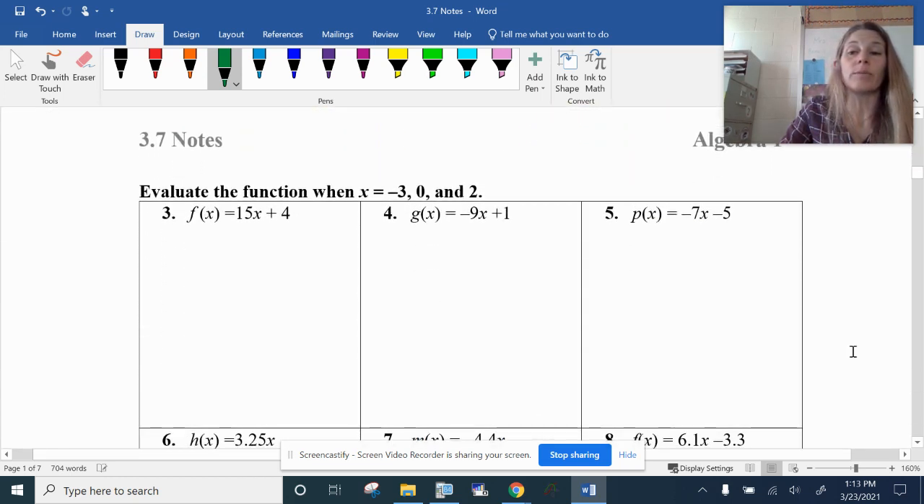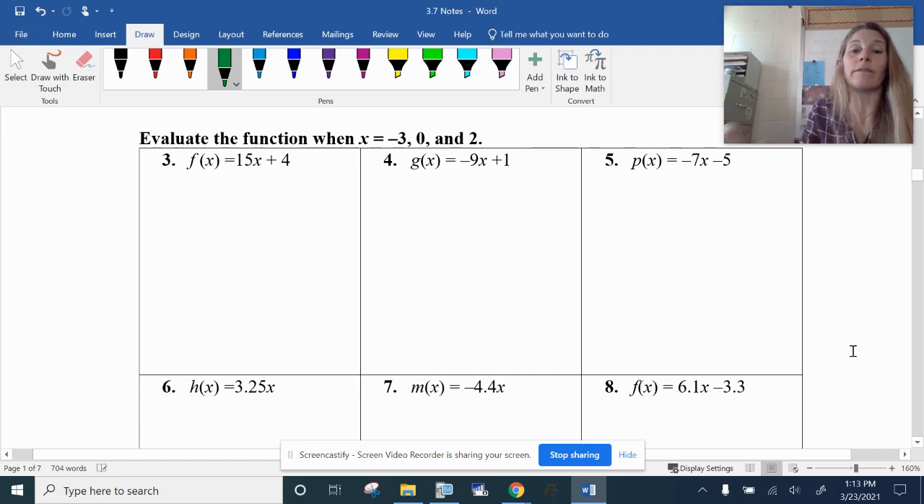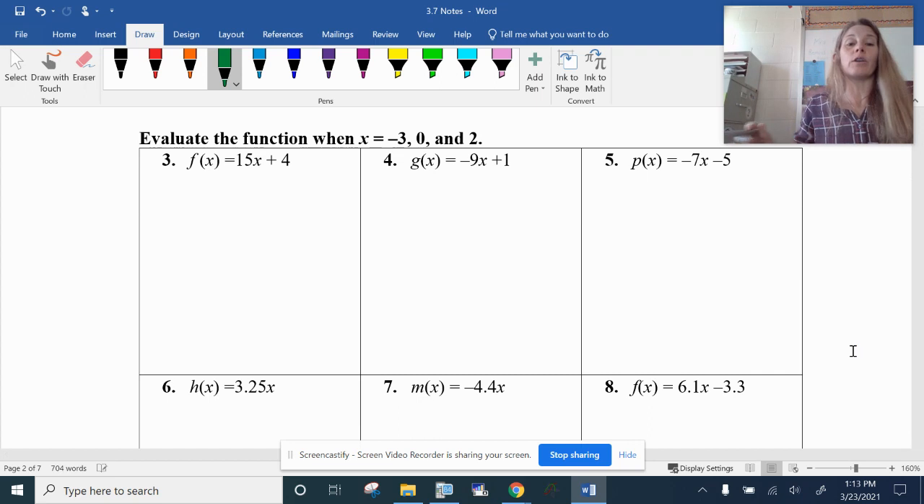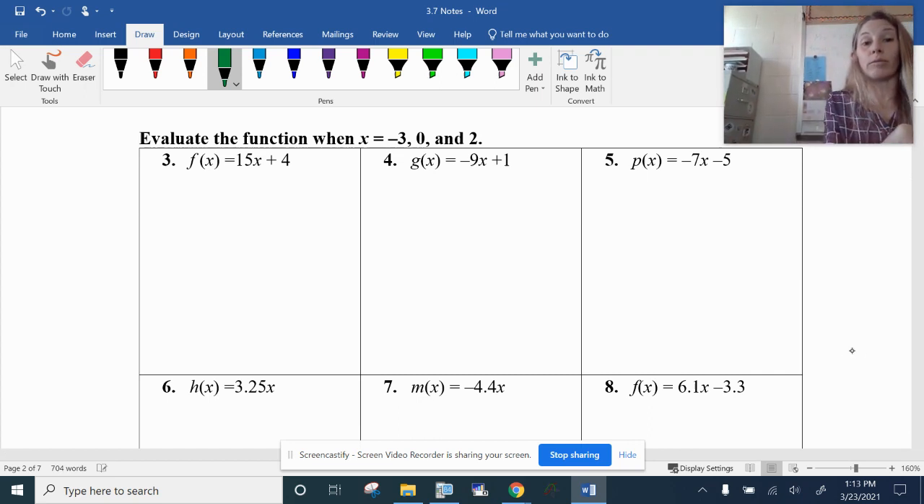Okay, so this is just some practice that we can do if we want to evaluate functions for different inputs. You could evaluate one function, like I could evaluate this function here for all 3 of these. I'll just show you a couple of these examples. I'm not going to do all of them. If I wanted to first find this function here for negative 3, I would input that negative 3. Then I would work it out.